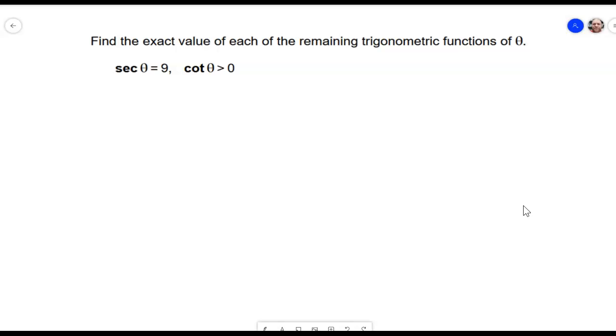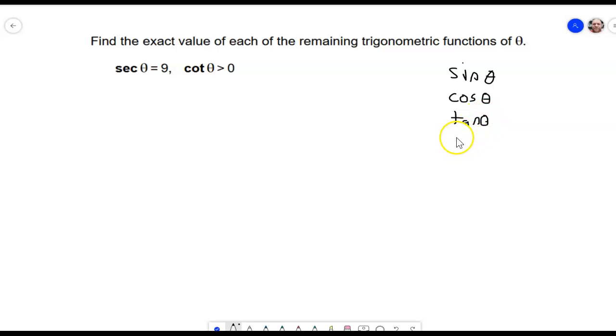Today I want to work a problem from section 6.3. It says find the exact value of each of the remaining trigonometric functions of theta. Remember we have 6 trigonometric functions, so I'm going to write them all down here, and then we'll find them all. We've got the sine of theta, the cosine of theta, the tangent of theta.